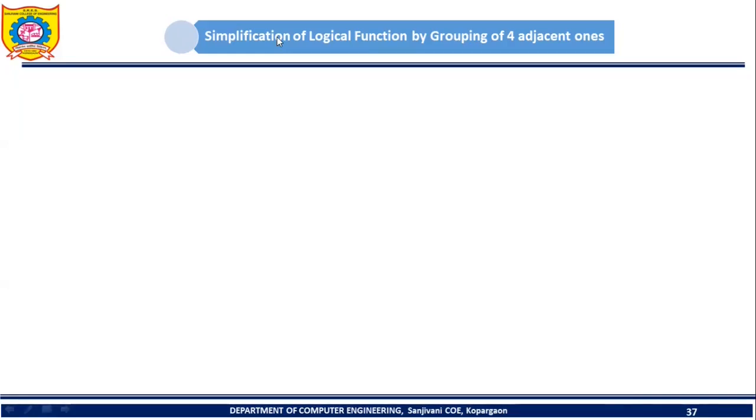So if a group of 16 is possible, then you should make a group of 16. If it is not possible, then you should think about a group of 8. If it is not possible, then you can think about grouping of 4, like that. Okay, so in this example we are going to make groups of 4. So let's see the example.